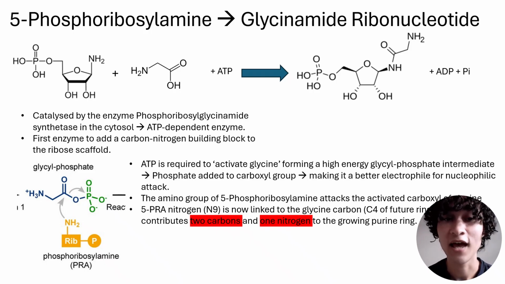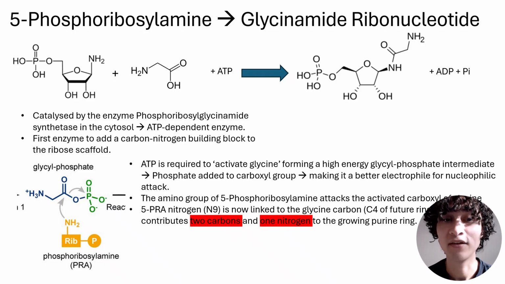So the ATP will activate the glycine. It forms a high energy glycyl phosphate intermediate, and that makes it more chemically reactive. Okay, that phosphate is added to the carboxylic acid group you see on the glycine. You can see it's got a COOH group. Okay, so a carbonyl group and a hydroxyl group makes a carboxylic acid group. Okay, and that phosphorylation makes it a better electrophile. Okay, it makes it more susceptible to nucleophilic attack.